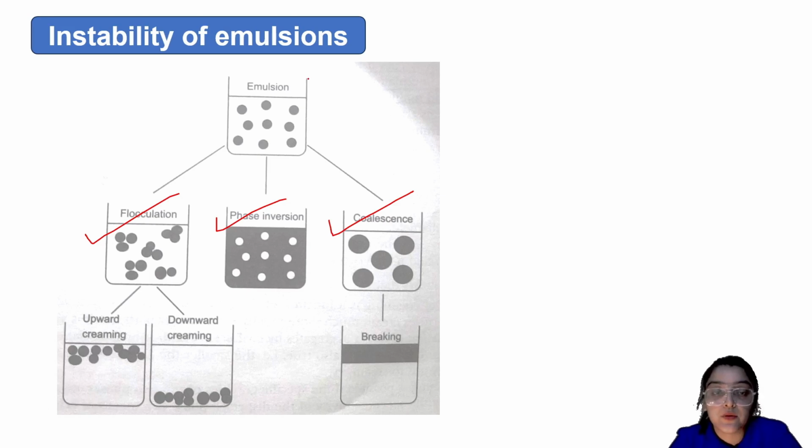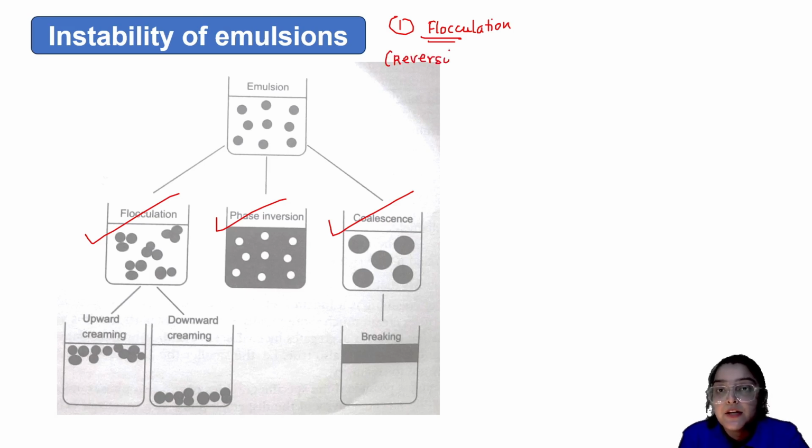One by one we have to see. There are three types: flocculation, phase inversion, and coalescence. I'll tell you the points that are really important from an exam point of view. First, flocculation, very important. These instability types themselves are very important. In flocculation, there will be a reversible aggregation of droplets, which come closer and stick. The extent of flocculation depends upon the particle size, the charge, and the viscosity of the dispersion medium.